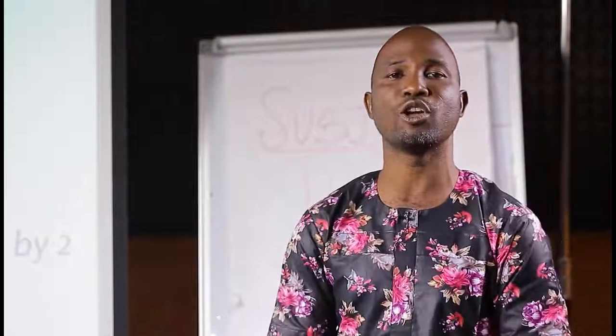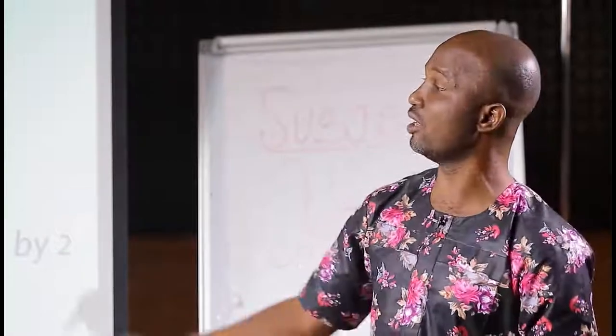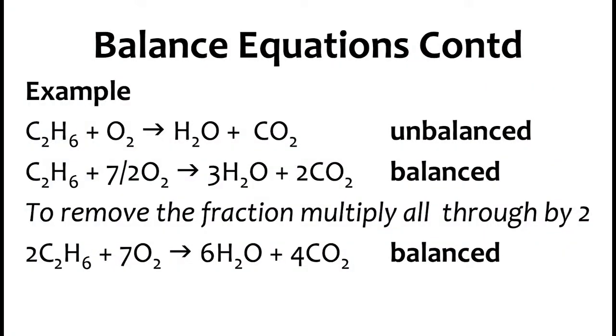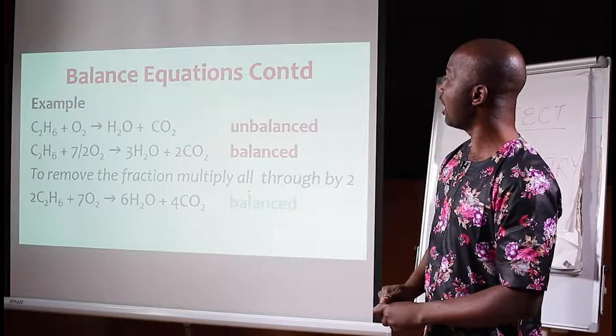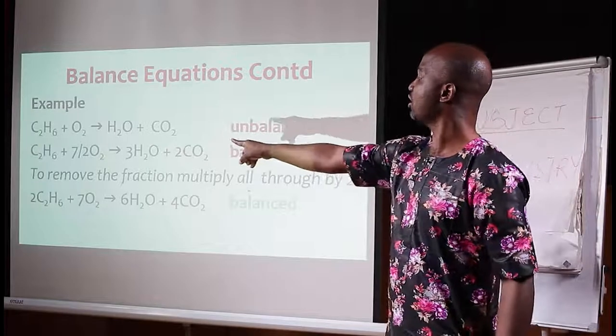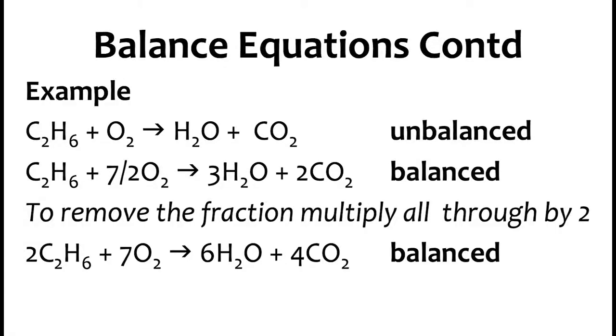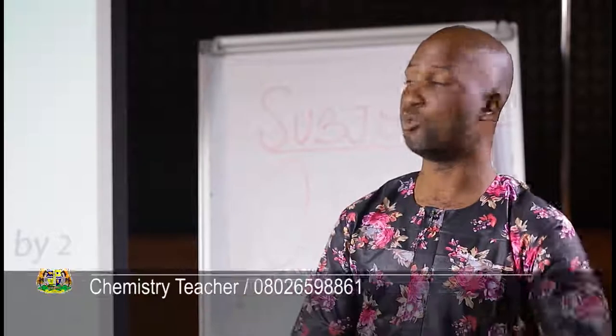You can also balance equations using fractions, such that we say C2H6 plus oxygen to give you water plus carbon 4 oxide. Now, we say C2H6 plus 7 divided by 2 oxygen, reacting to give you 3 molecules of water plus carbon 4 oxide. Now we use 7 over 2 to balance oxygen because the oxygen is 3.5 and there is no fraction in balancing. So if you want to remove the fraction, you multiply the equation all through by 2 and you will see that it is balanced.